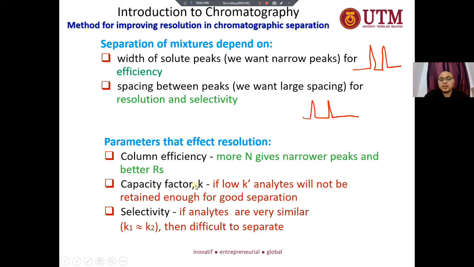In the capacity factor, if the capacity factor is low, analytes will not be retained enough for good separation. So analytes need to have an ideal capacity factor. For the selectivity, if analytes have a very similar selectivity, then they will be very difficult to separate. So you need to calculate the selectivity. The selectivity number must be different between analytes.